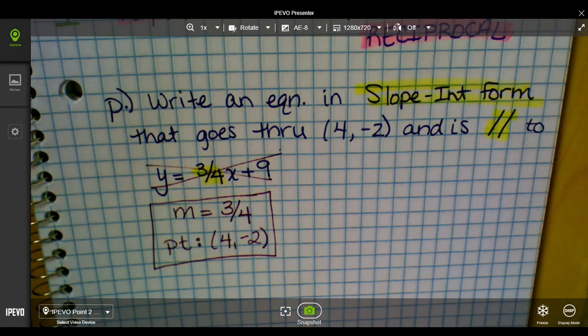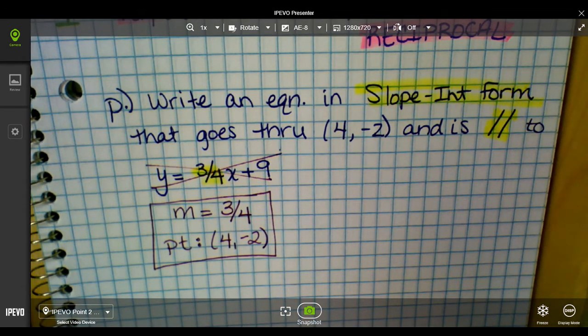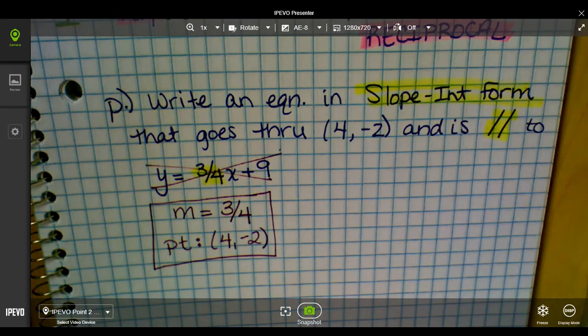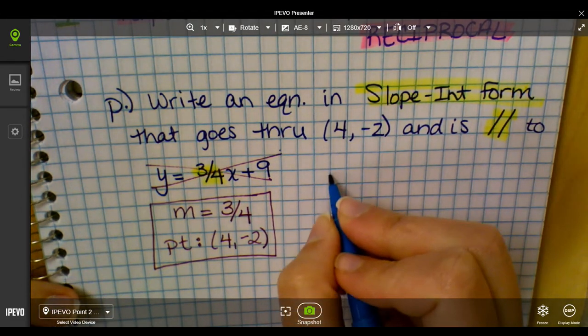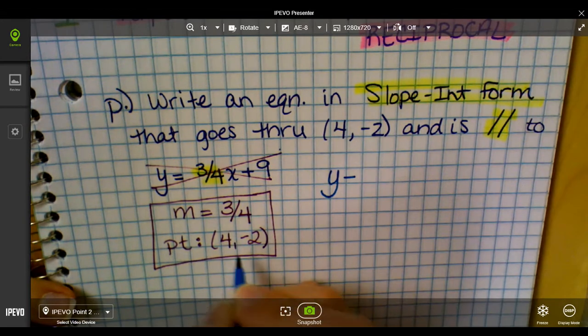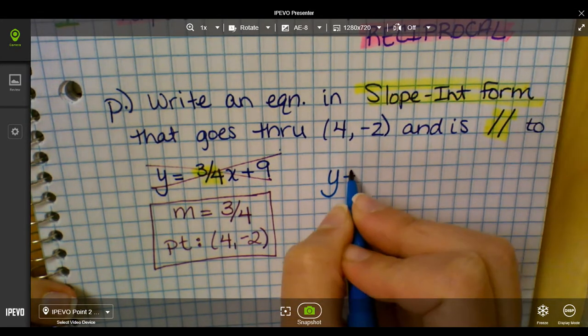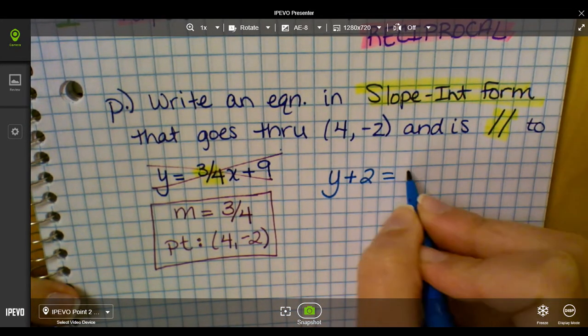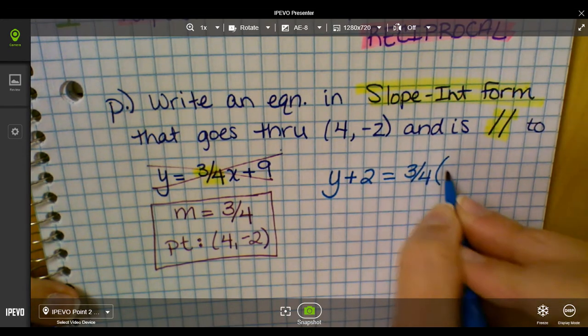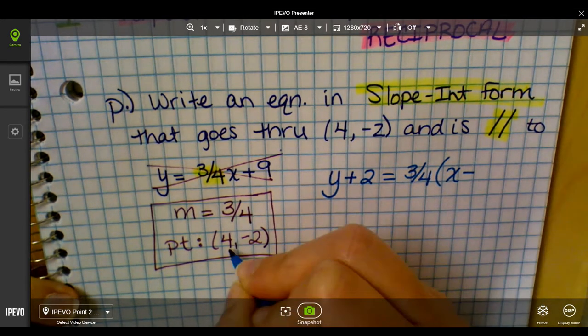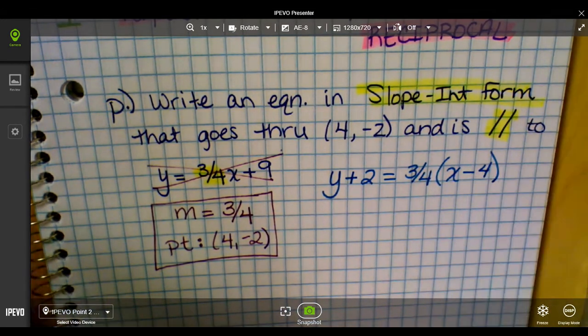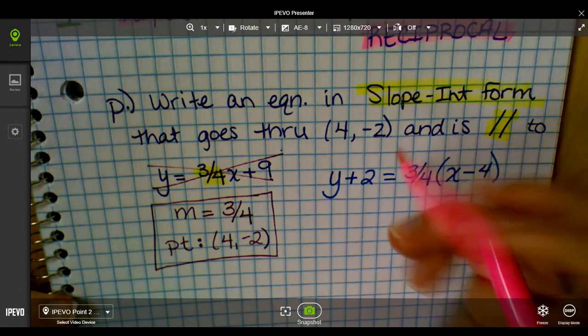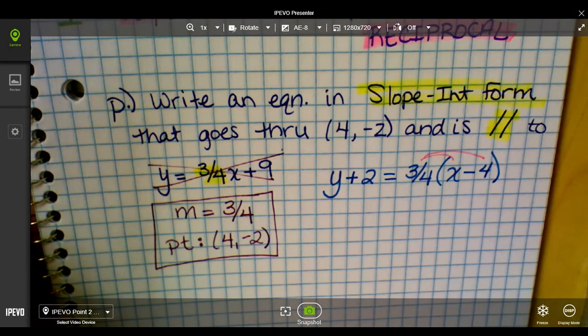Now it's just like the ones we've been dealing with. I have a point and a slope, so I go through point-slope form. y minus my y value, y minus -2, means I have y plus 2 equals my slope of 3/4 times x minus x1, which is 4. Then I just need to take my two steps. I need to distribute.